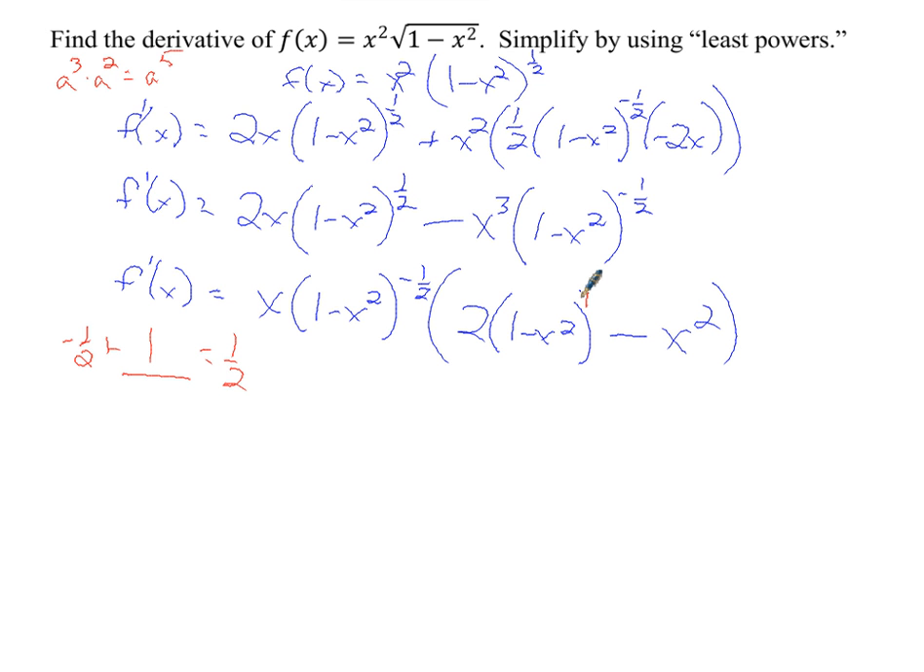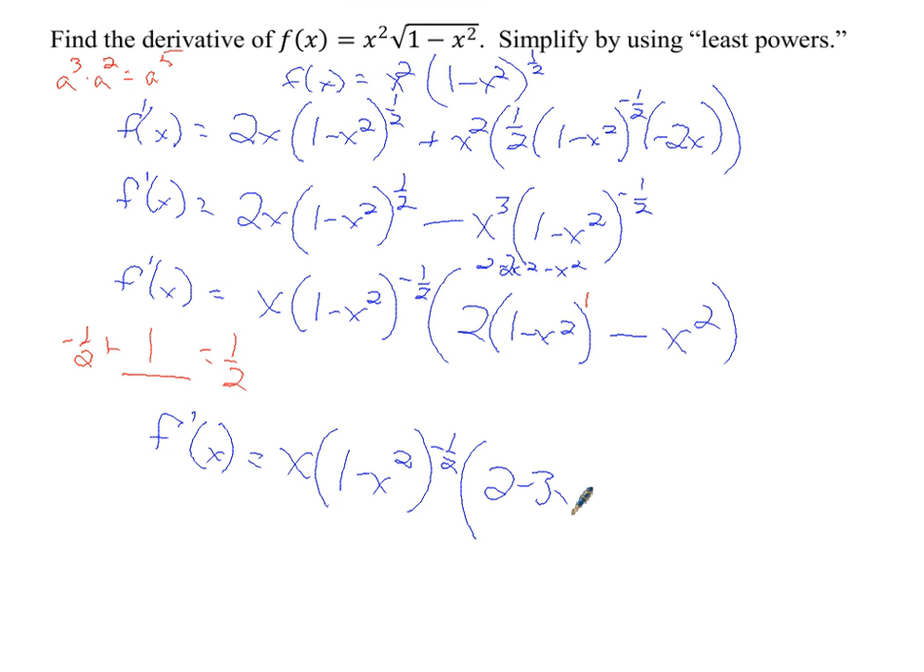Since that's just to the first power, then I can distribute that 2 in, and I get f prime of x equals the x up front, parentheses, the 1 minus x squared to the negative 1/2, parentheses. I distribute the 2 in and I have 2 minus, sorry, 2 minus 2x squared, and then minus x squared. So what do I get? 2 minus 3x squared. And those like terms are combined. Am I done? No, why not?